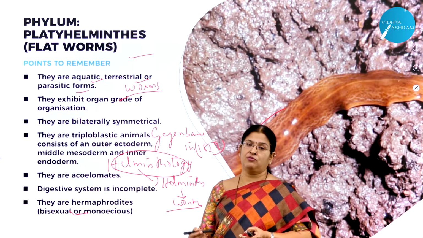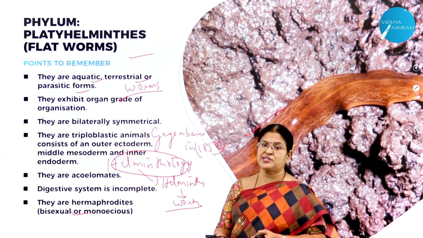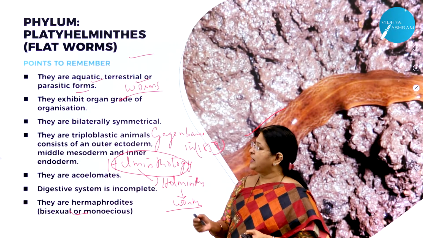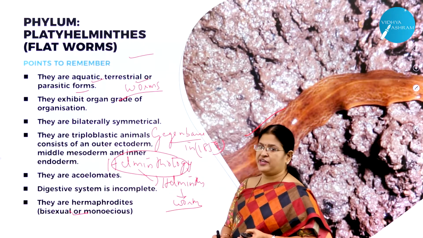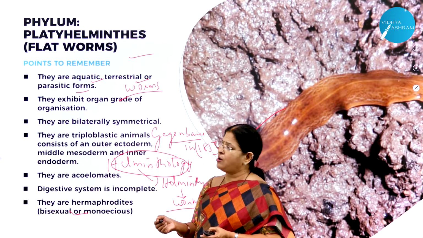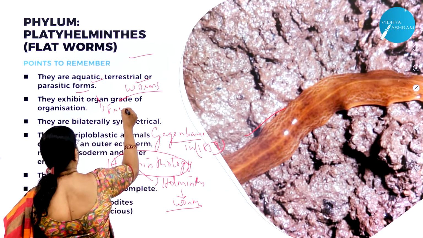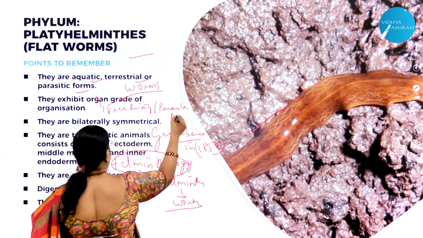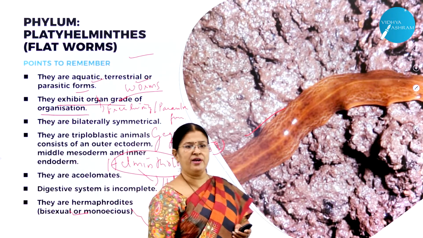That is, study of what? Worms. As I said, these flatworms are commonly referred to as worms, because they are vermiform in structure. So what is the first very important characteristic feature? And who was the person who proposed this platyhelminths? It was Gegenbaur in 1859. And they are aquatic, terrestrial or parasitic forms. That means they are either free living or parasitic forms. Very important.